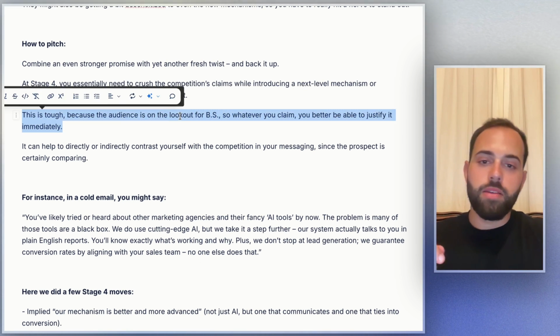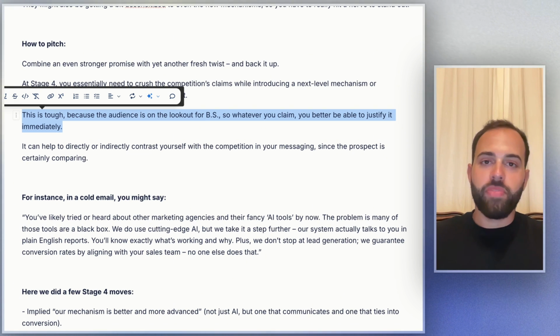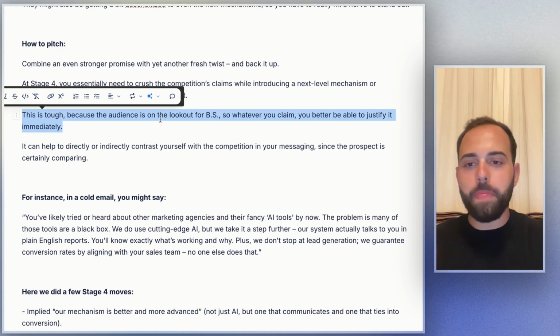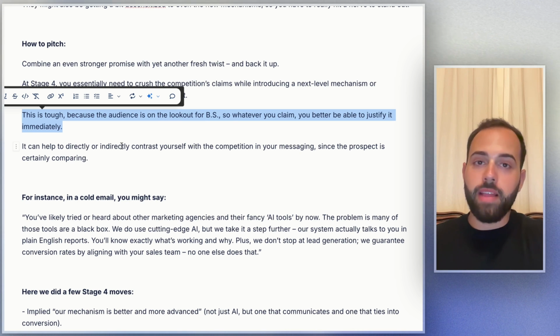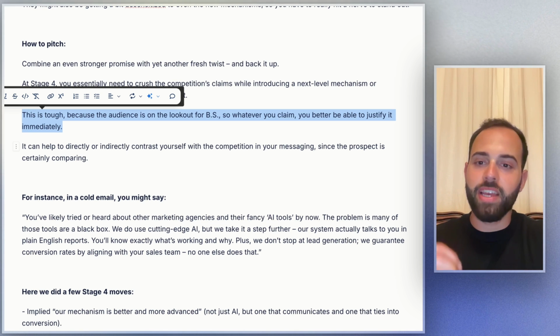Okay, because now if I want you to take away one thing from a stage 4 market, which is very likely a market that you're in if you run an agency, is that the audience, your target customers, are actively on the lookout 24/7 for bullshit. So whatever claim you make, you better be able to justify it immediately. If your target market, even for a split second, thinks to themselves that maybe this guy is bullshitting, then you've lost the deal 100%. So it can help to directly or indirectly contrast yourself with the competition in your messaging because the prospect is most definitely comparing.